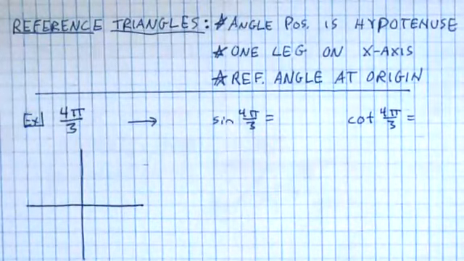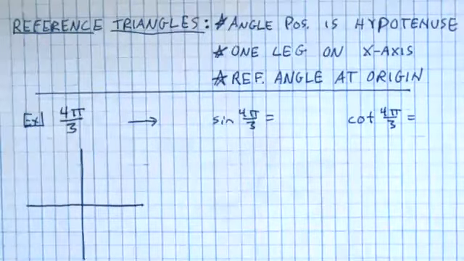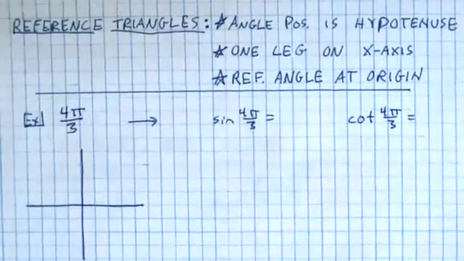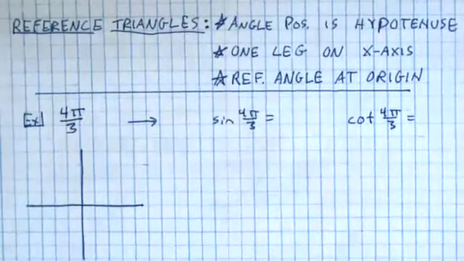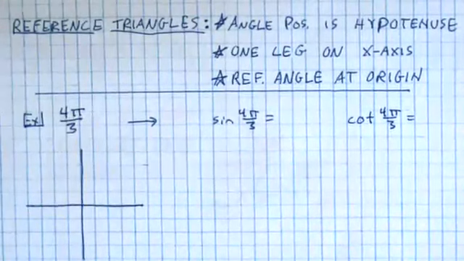So what I need you to know is there are some rules for reference triangles. A reference triangle is a triangle that we draw on the XY axis. The angle position has to be the hypotenuse of our reference triangle. So picture a right triangle. Wherever our angle position is going to be our hypotenuse. Right, that's our long side.